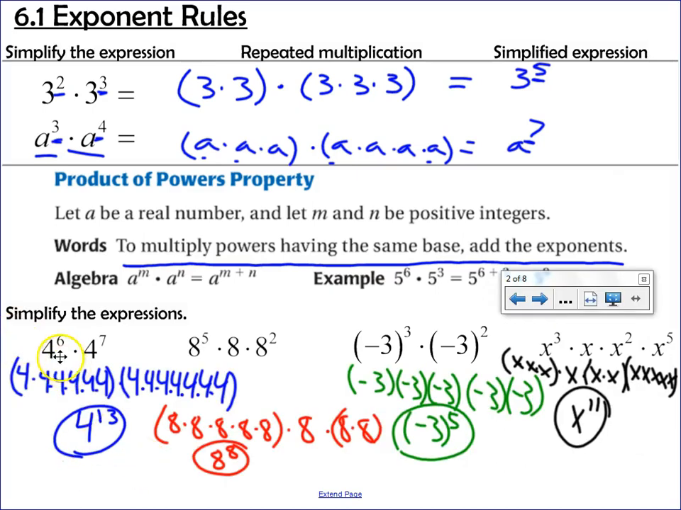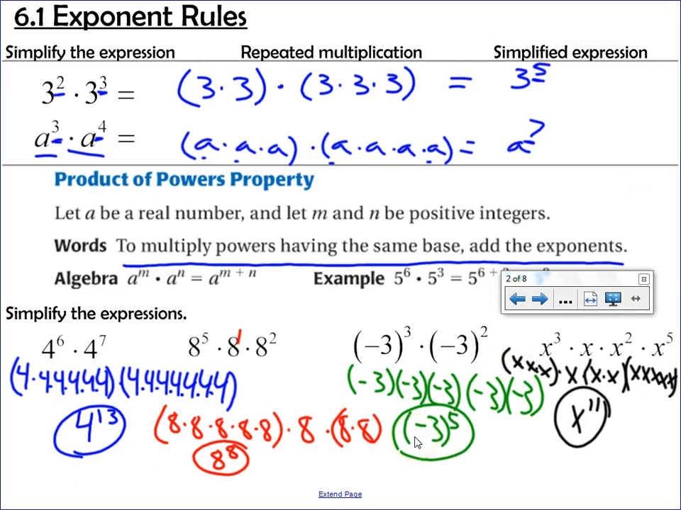So as you can see, 4 to the 6th times 4 to the 7th. If we have repeated multiplication, we have 4 6 times and 4 7 times. It's a total of 4 to the 13th power. 8 to the 5th times 8 squared. Really, that's an 8 to the first power. So we have a total of 8 eighths being multiplied together. Next, we have negative 3 to the third power times negative 3 to the second power. We have negative 3 being multiplied by itself 5 times.